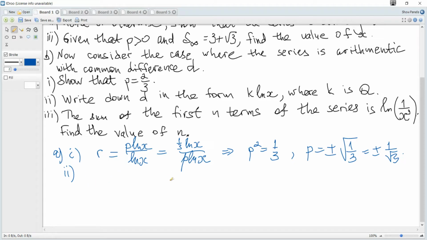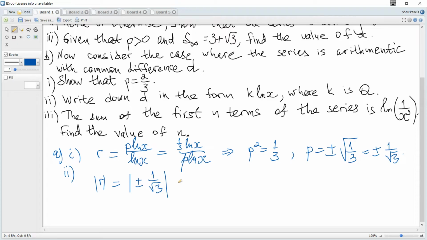So, let's consider the absolute value of the ratio, and the ratio here is p, so it becomes the absolute value of plus minus 1 over root 3, and it's just 1 over root 3. Root 3 is greater than 1, hence it's less than 1 as required, and hence the series is convergent as required.